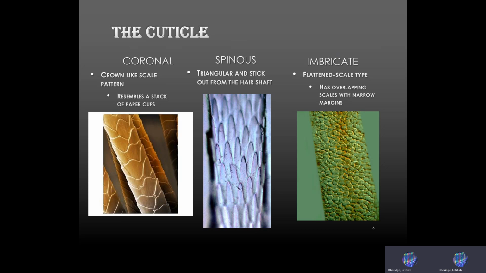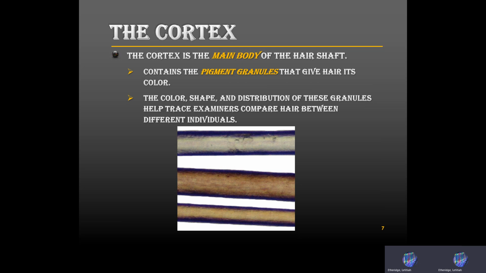The next one is going to be spinous, and that's because they actually look like spines. They're triangular and they stick out from the hair shaft. And then the last one is going to be imbricate. They're like flattened scale types, usually with overlapping scales with a narrow margin. Okay, so that's pretty much the summary of the cuticle. Let's look at the cortex.